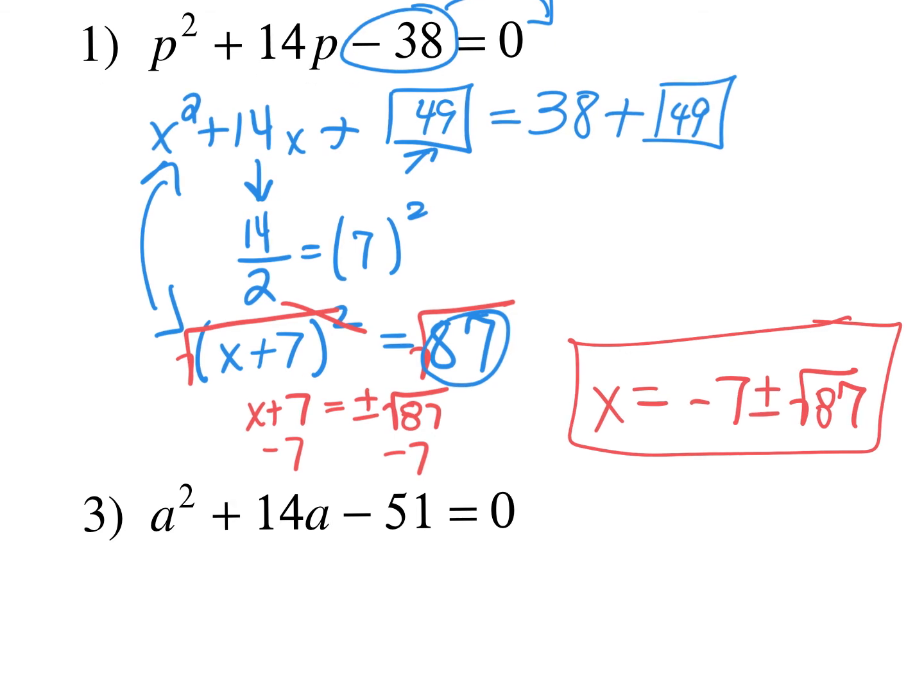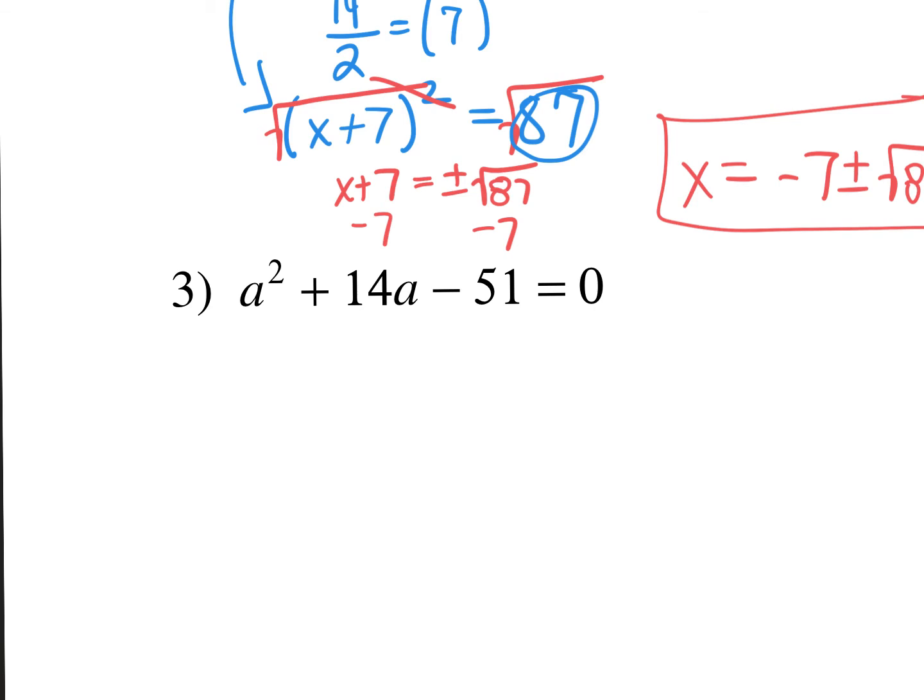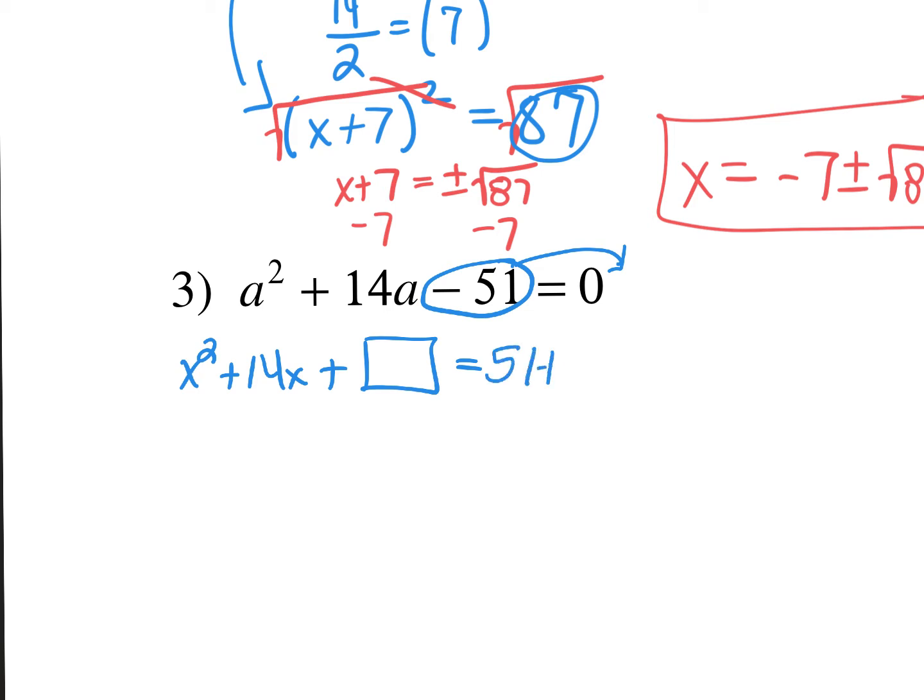Okay, let's look at the next one. Let's look at number 3. Again, I'm going to use x's. Is my a term 1? Yes. Is everything in standard form? Yes. So we're going to go through the process. I'm going to take this constant and move it to the other side. So I have x squared plus 14x plus square equals. When I move negative 51 to the other side, it becomes positive 51, and then I have plus square.